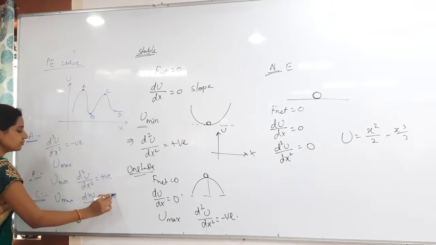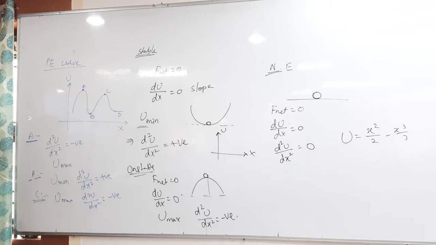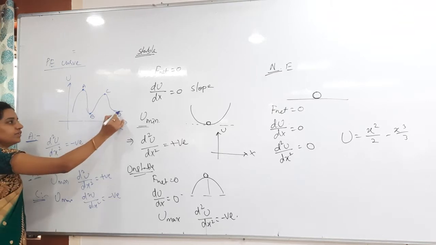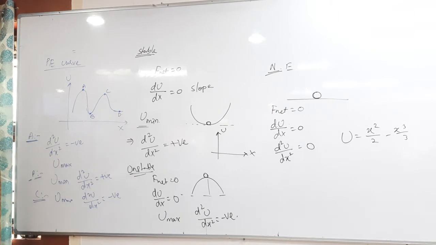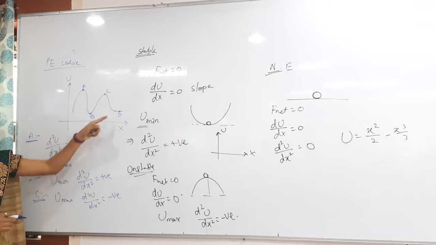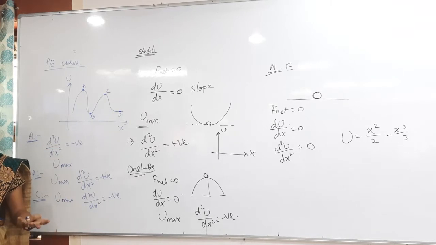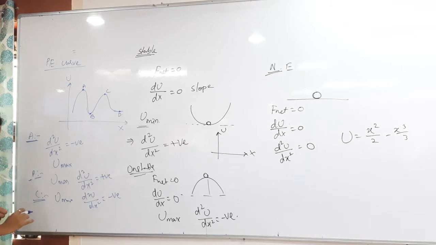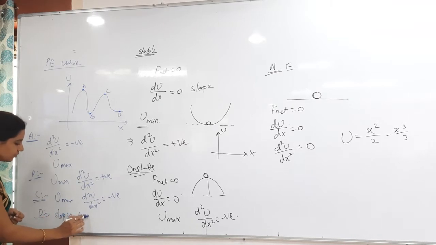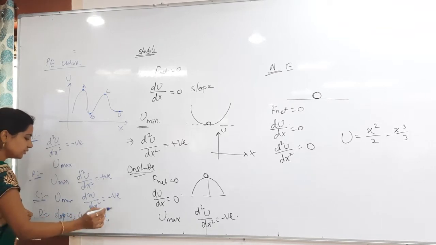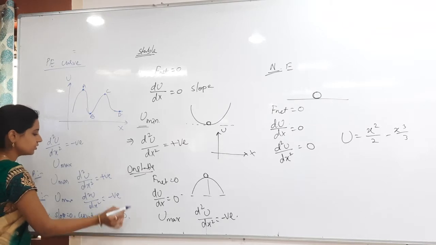At D what is happening? Which equilibrium is this? Neutral equilibrium. Neutral equilibrium is nothing but slope is how much? 0. U is how much? 0. Curvature also 0 only. So at D, slope 0, curvature 0, and what I said, U also 0 only.